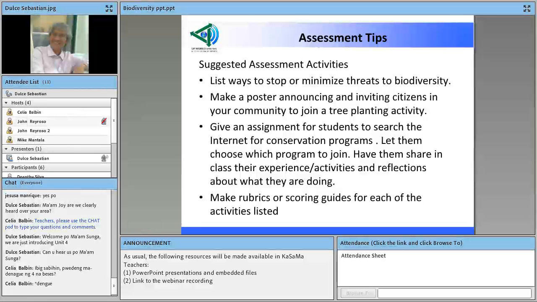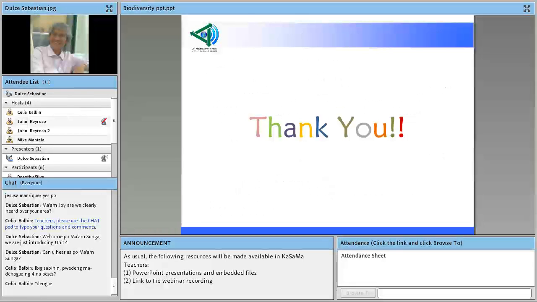And then you as a teacher can make rubrics or scoring guides to assess if they have really learned about the topic. So that ends the introduction to this first module.